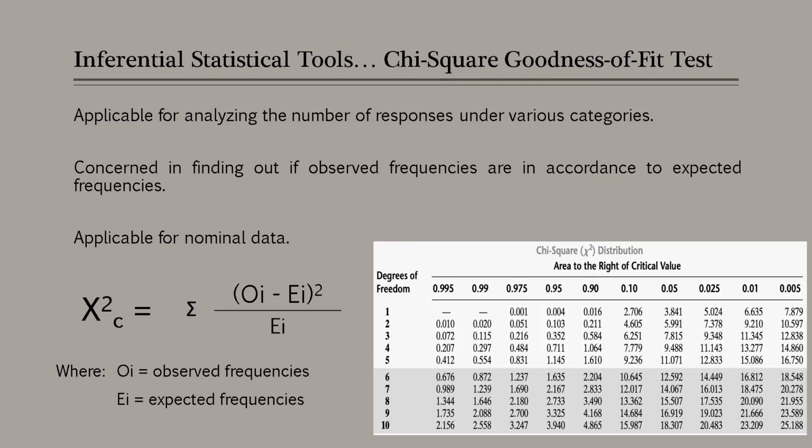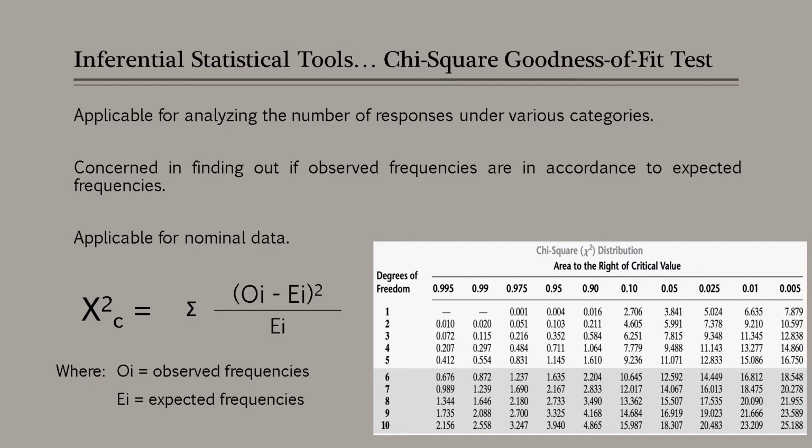The chi-square test, or the chi-square goodness of fit test, is applicable for analyzing a number of responses under various categories. It is concerned with finding out if observed frequencies are in accordance with expected frequencies. The chi-square goodness of fit test is applicable for nominal data. The following is the formula for the chi-square test.